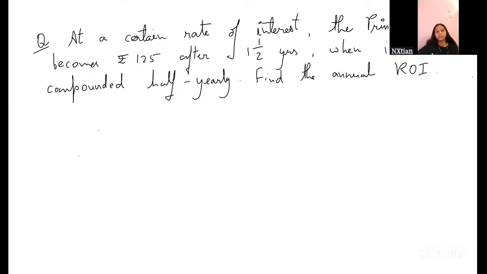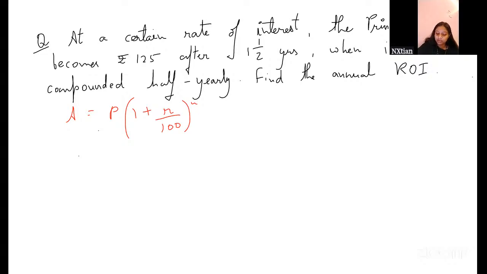Now, again, we will use the amount formula. That is A equals principal into 1 plus R by 100 raised to the power N. This is the basic formula. Now R by 2 we are not putting right now, because we don't know. Yes, you answered 25%. Yes, the answer is 25%. That is right. So put the values.